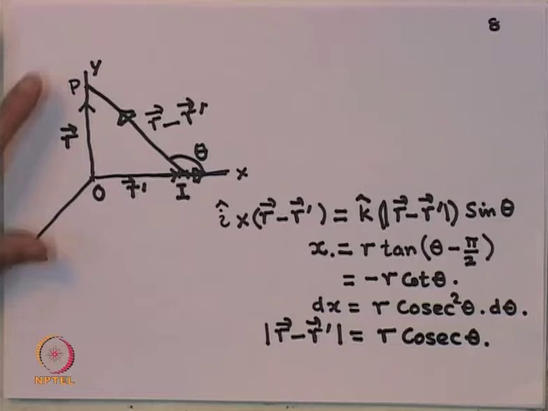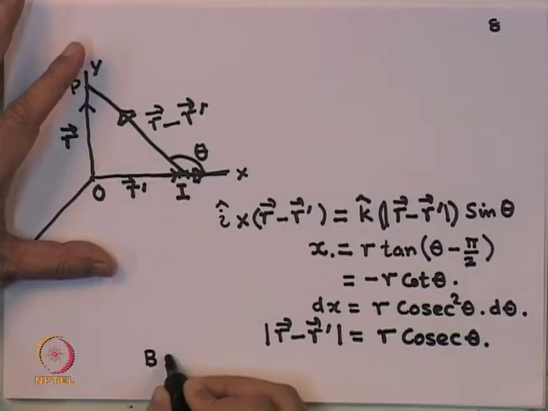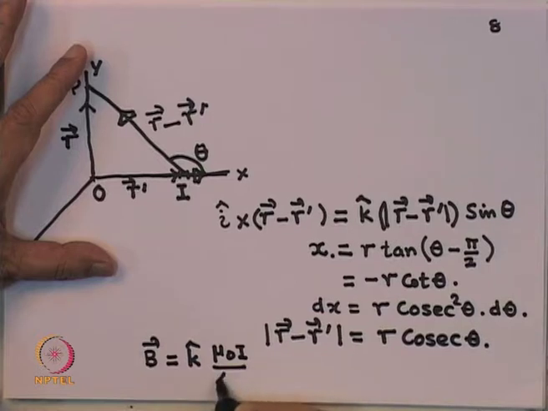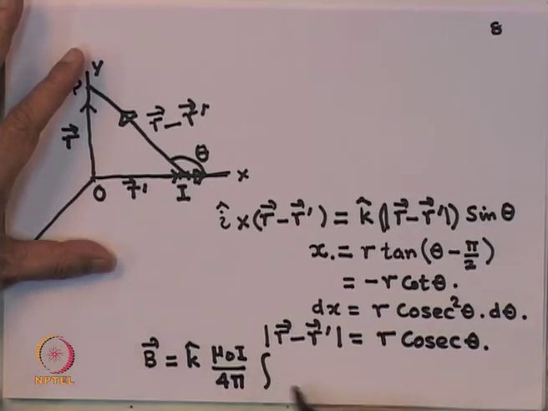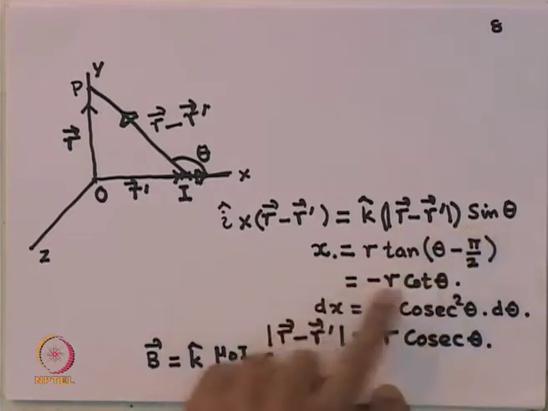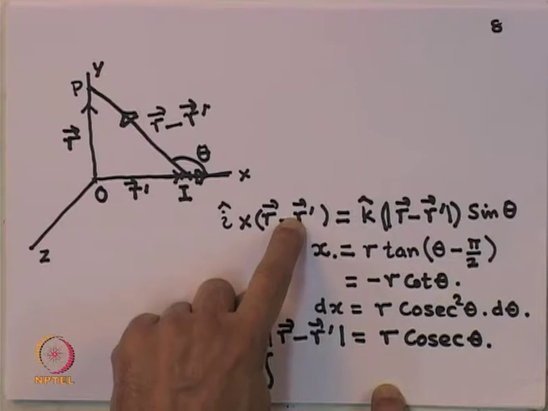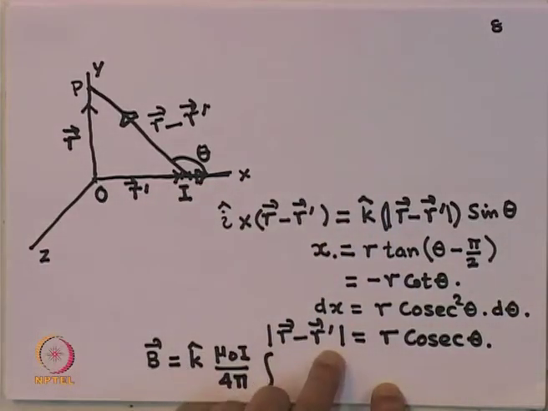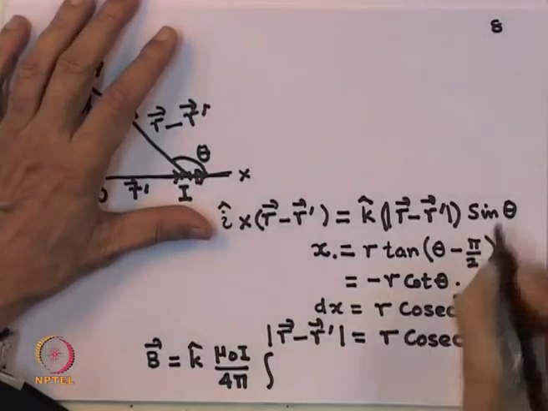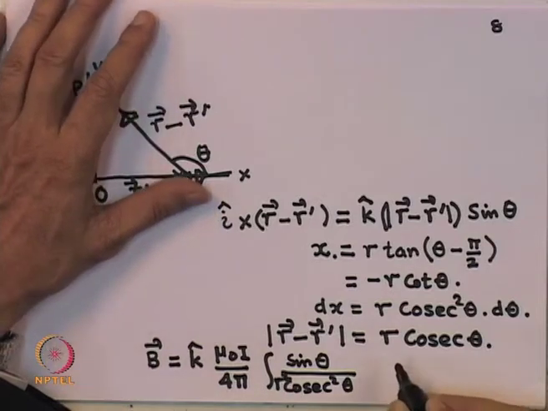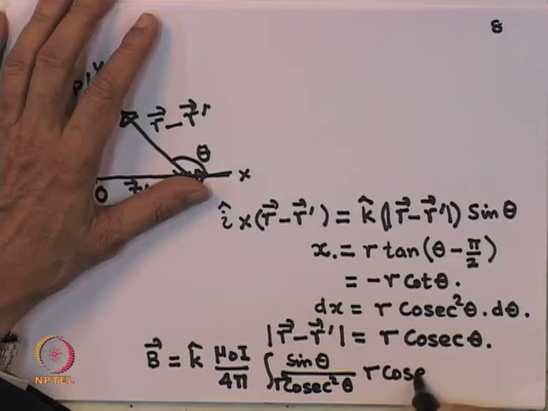Therefore, my magnetic field, which is along the direction k, is mu 0 I by 4 pi, and if you collect all these things, you have the magnitude of r minus r prime times sin theta coming from dx cross r minus r prime. You had a 1 over r minus r prime cube, so this will be left with r minus r prime square, which is r square cosec square theta, and I have a sin theta there. So I get sin theta divided by r square cosec square theta, and of course, r cosec square theta d theta.